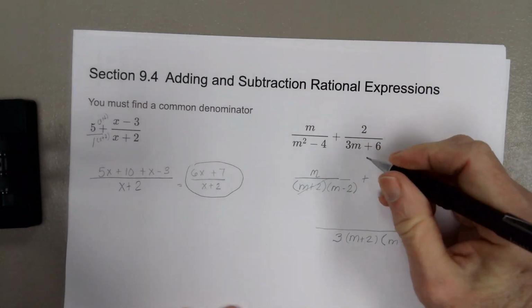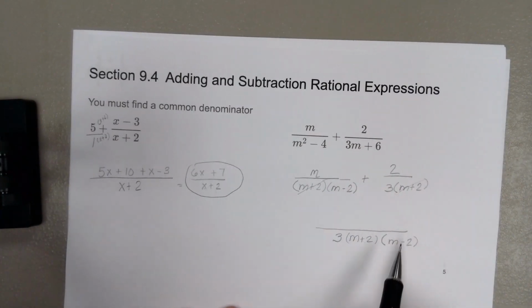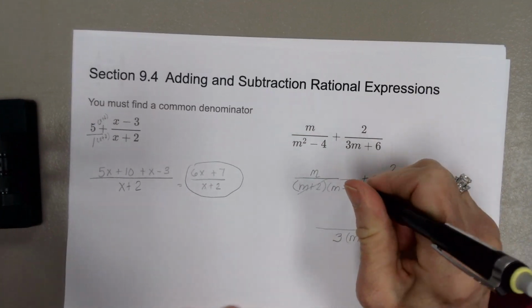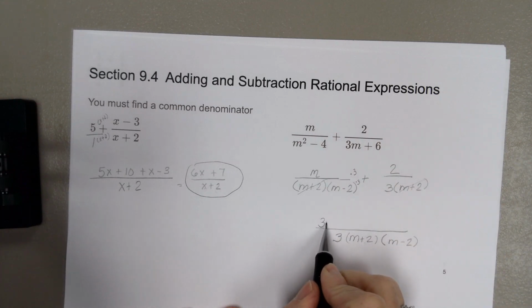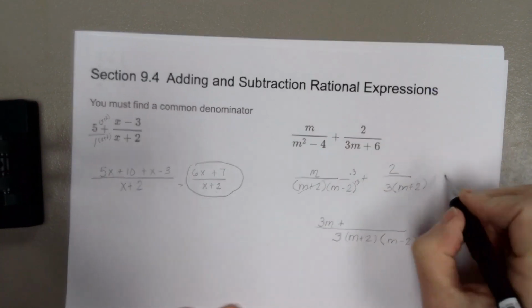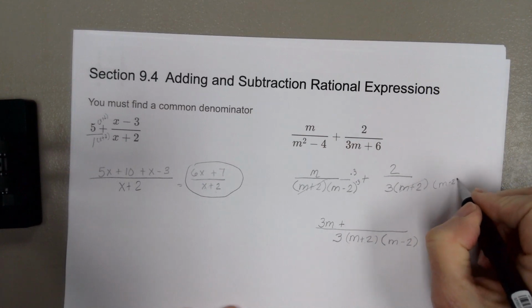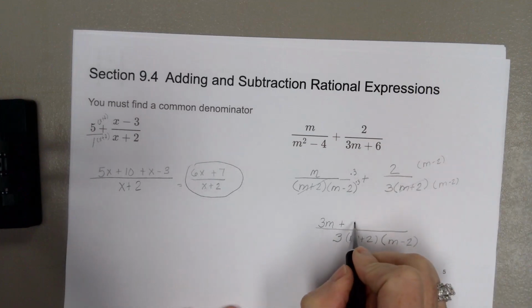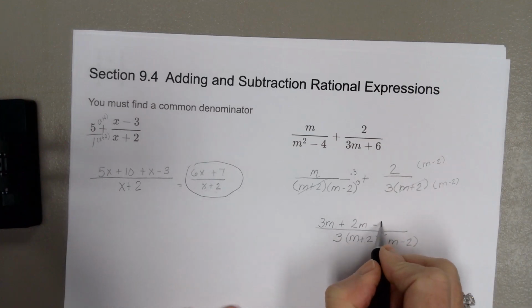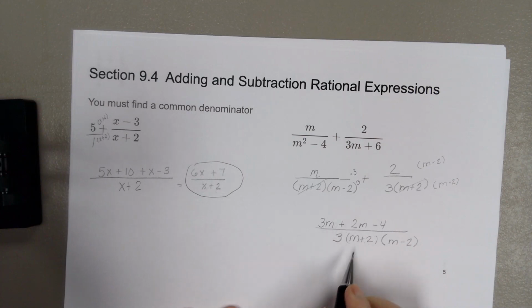And then I look over here and I say, what is this denominator missing from the common denominator? It's missing a 3. So I multiply the top and the bottom by 3, which gives me a 3m right there. This one is missing an m minus 2. I have to do distributive property, so that's going to give me a 2m minus 4. So when I combine like terms, I have 5m minus 4 over 3 times m plus 2 times m minus 2.